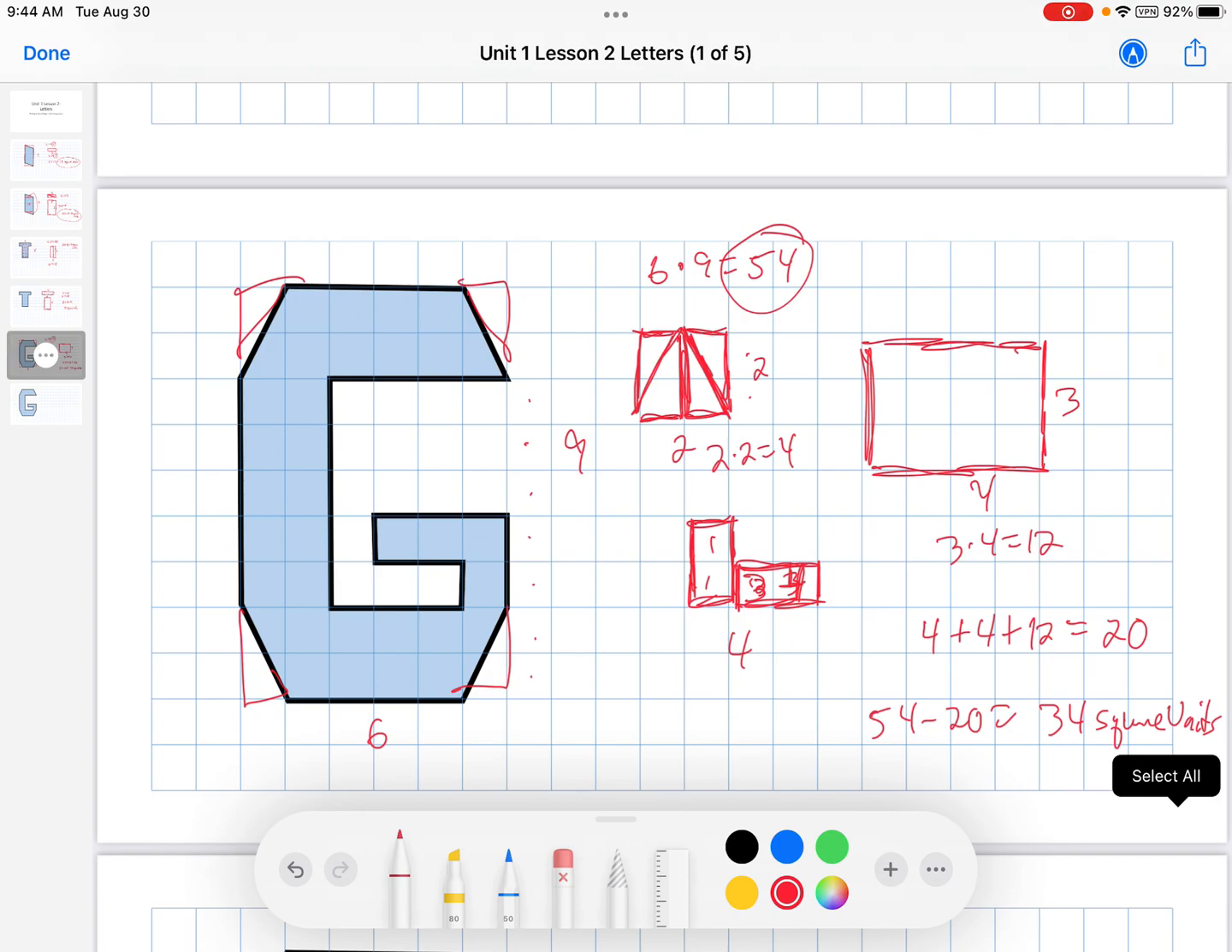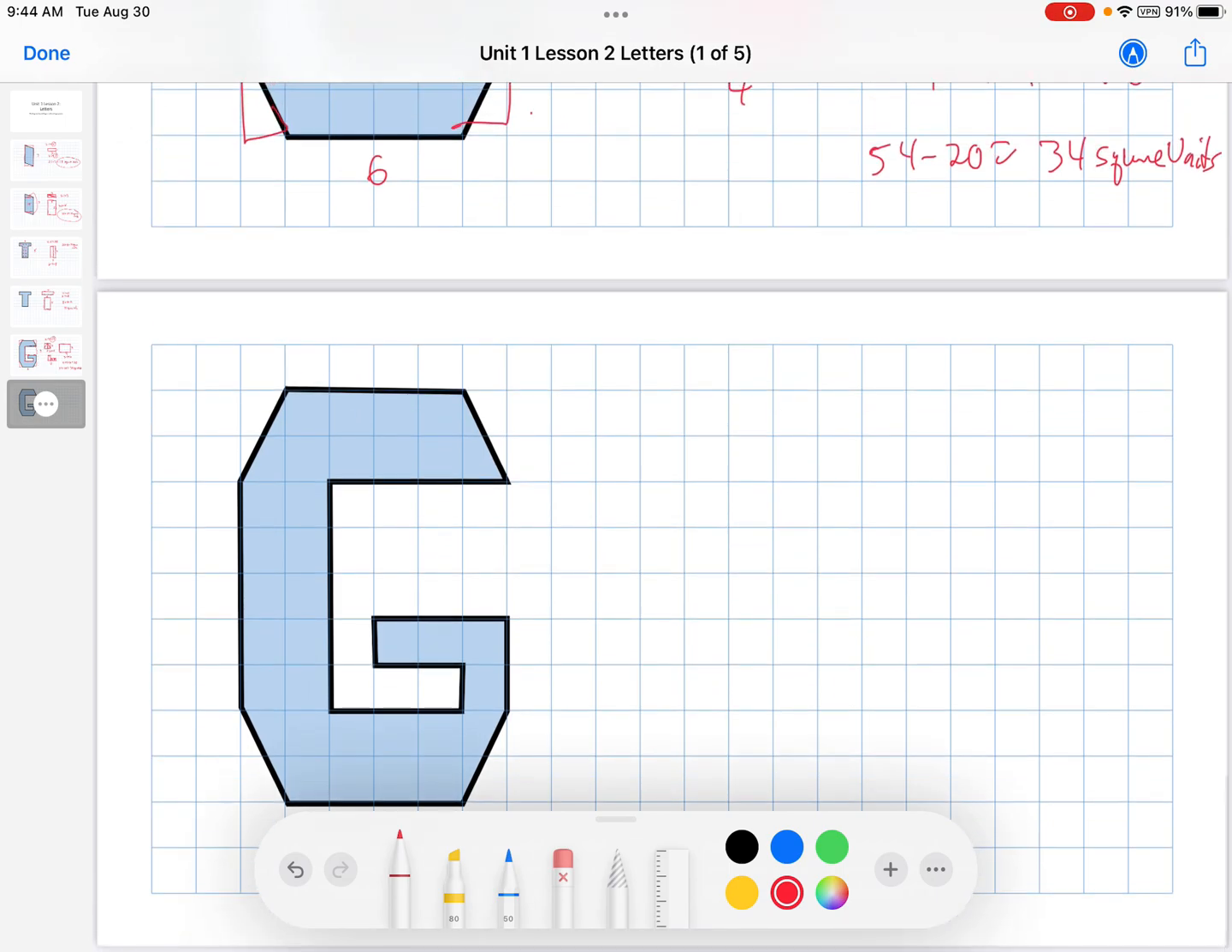That was complex, but remember what I did was take the rectangle away, take these pieces away, and then when they were all together, it was one big rectangle that was 54, and then we took away the areas that are not part of the original G. That was 20, and 54 minus 20 is 34 square units.